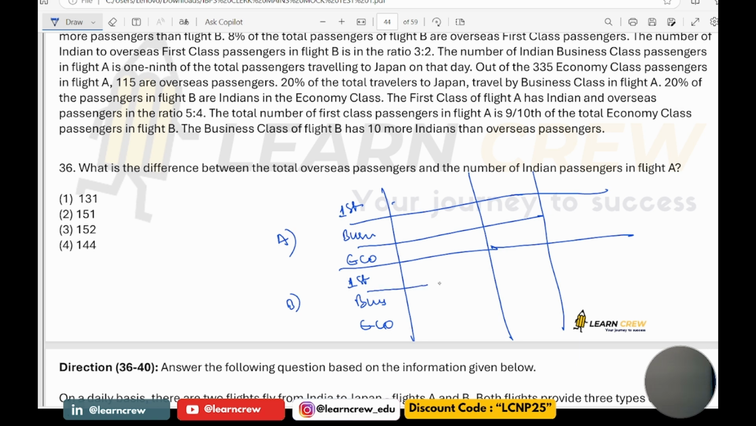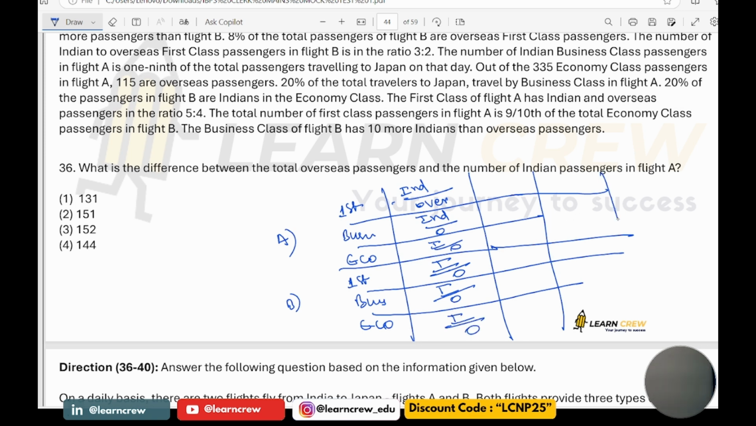So each and every class has two categories, right? You can say Indian and overseas, and likewise in each of the other classes, Indian and overseas.